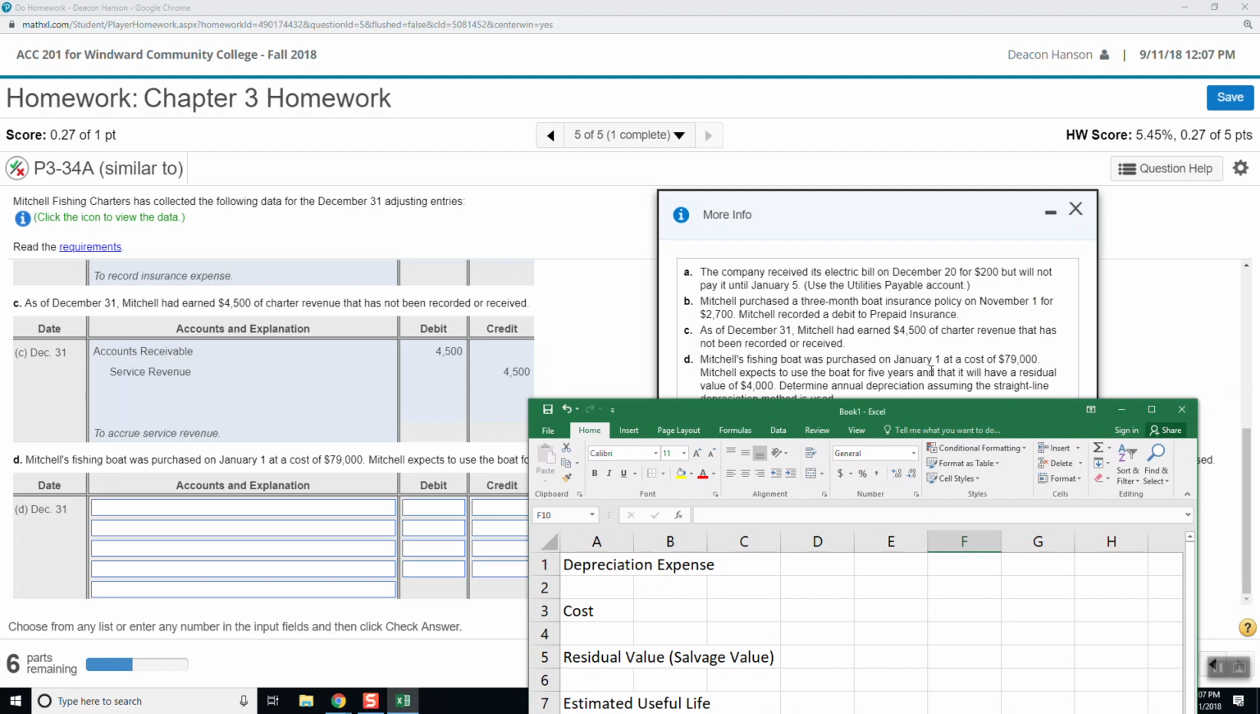Had they bought it at mid-year, then you would only take half a year's depreciation. It gets a little more tricky when they bought it maybe on September 15th. Then you have to figure what fraction of the year to apply to your annual depreciation to get the amount that I record. I'm going to show you how we do it.